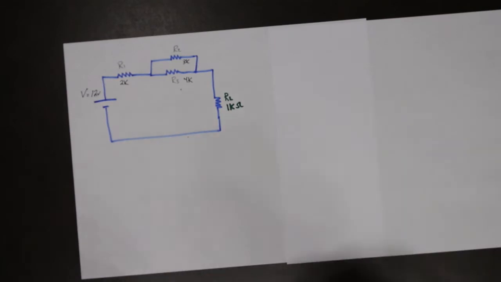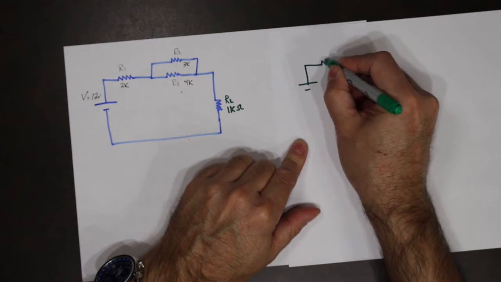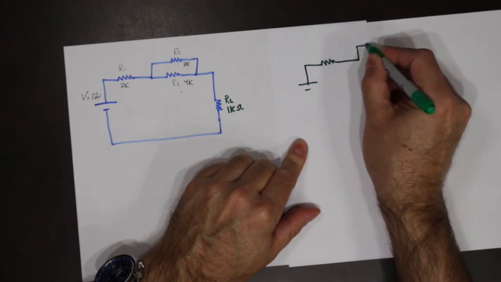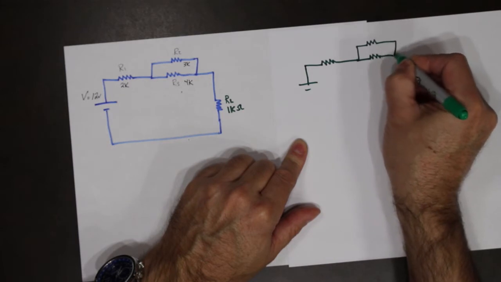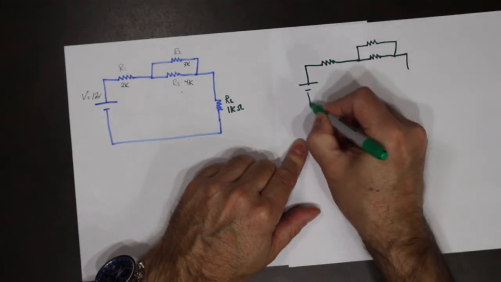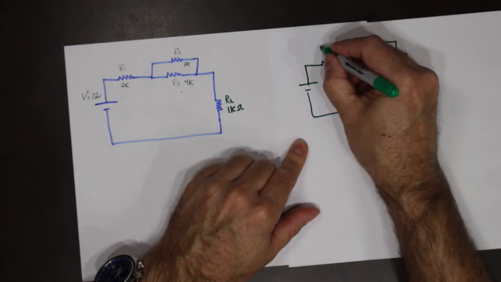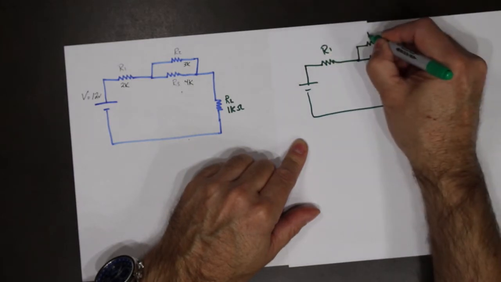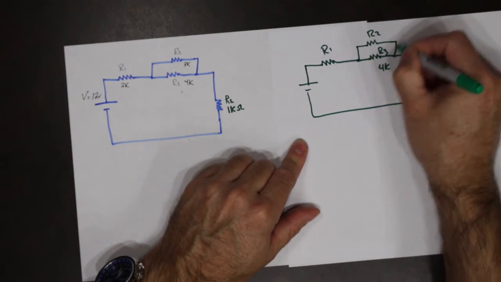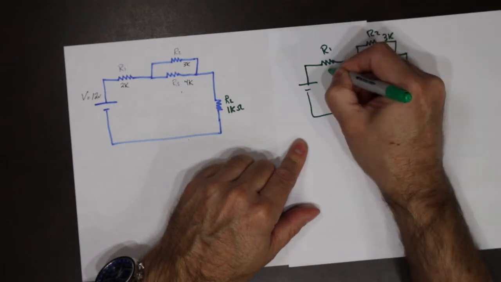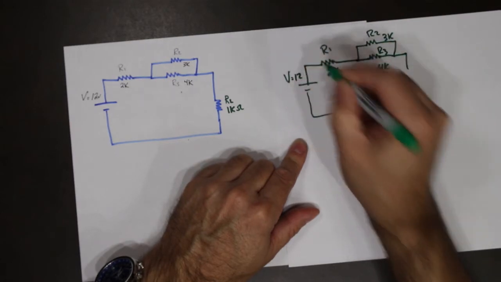What I always do is I always redraw the circuit with the load gone. R1, R2, and R3. This was 4K, this was 3K, and this was 2K, and this was 12 volts.